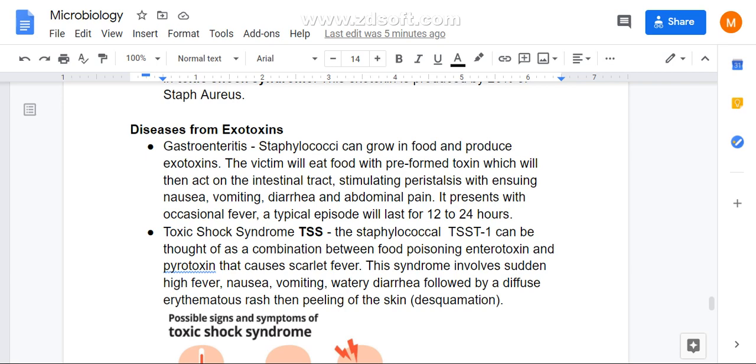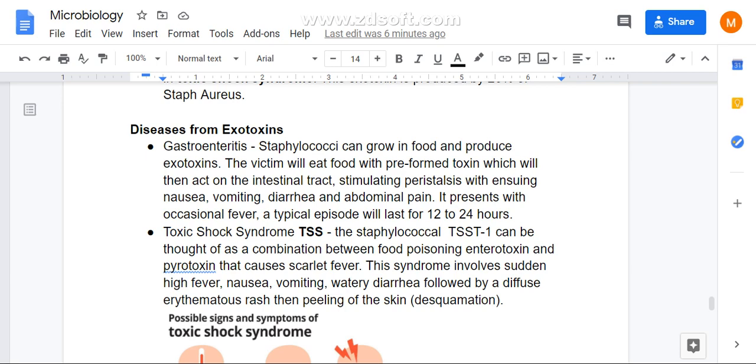And if you remember, when I was talking about strep, I said that Staph aureus grows in the nose, right? So you have somebody cooking food, preparing food, and they pick their nose, and they're still cooking the food. They don't wash their hands after they pick their nose. So this could cause gastroenteritis, and it would usually last between 12 to 24 hours.